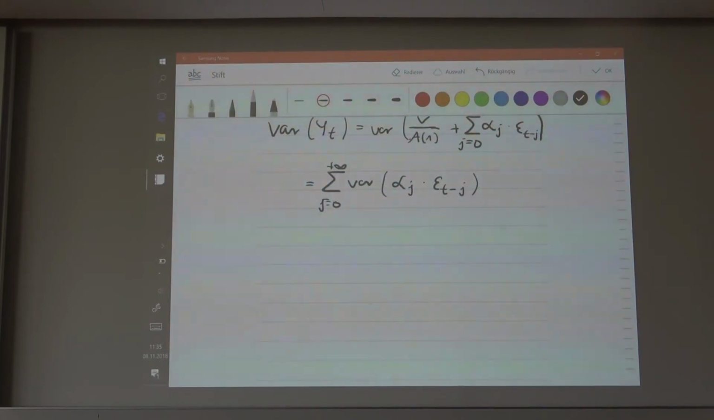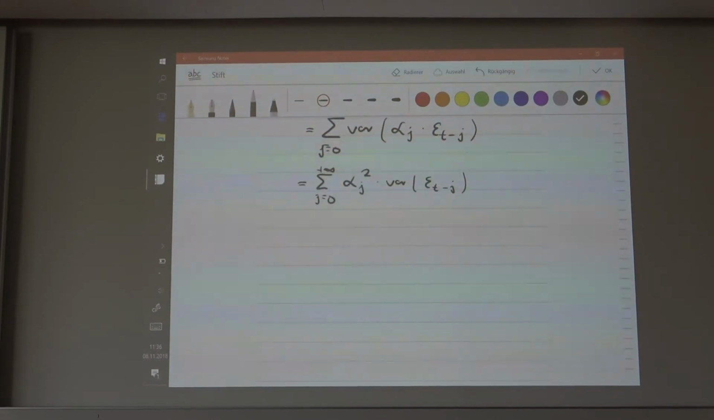And the variance of a linear transformation: the variance of a constant times the random variable is equal to the square of the constant times the variance of the random variable. So if you want to get rid of this coefficient, you have alpha j squared times the variance of the white noise. The variance of the white noise we denote by sigma squared. So this is going to be sigma squared times the sum of these squared coefficients.